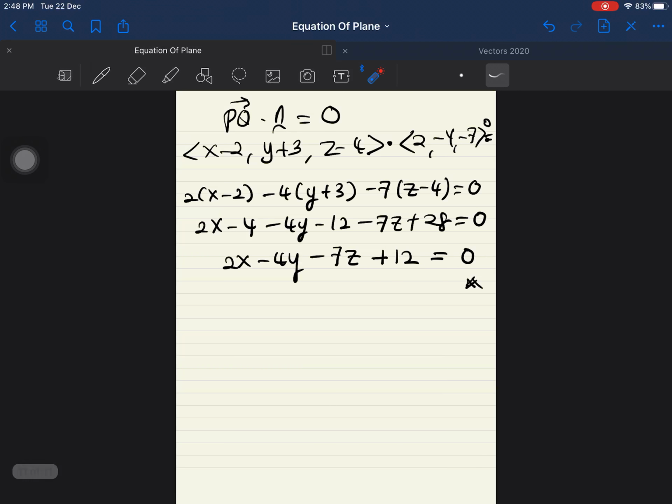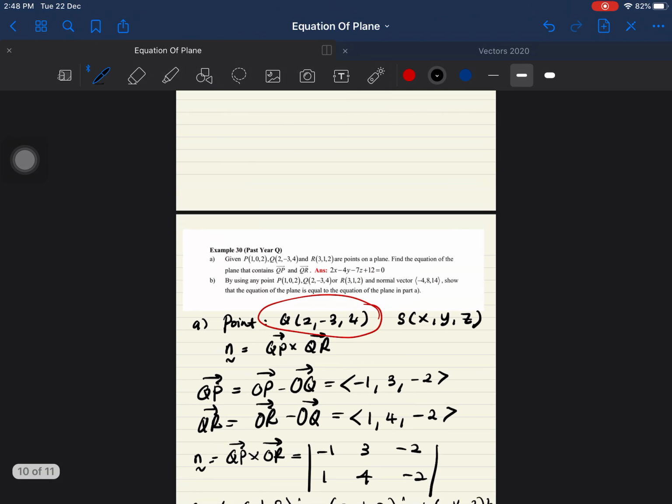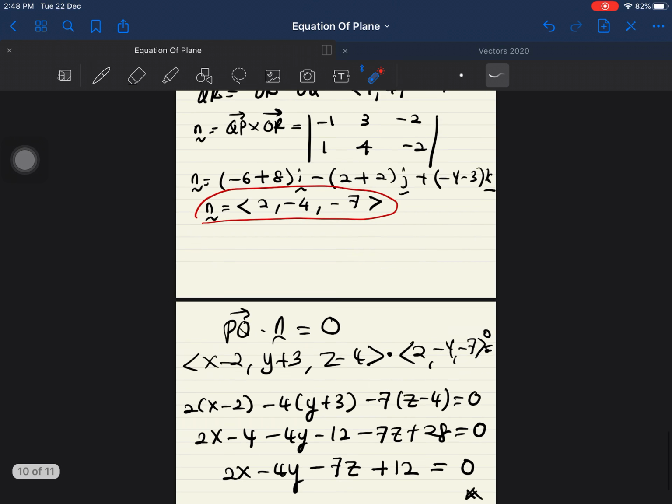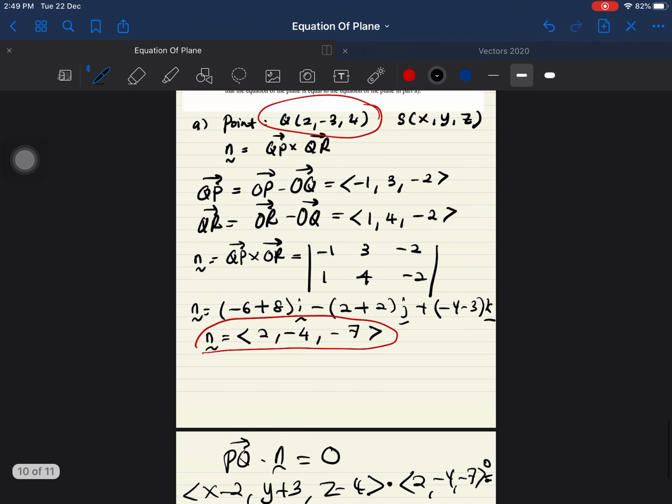For example. Okay. So for B, I want to use point Q. So what is Q? 2, negative 3, 4. So I will let another variable S, X, Y, Z. So what is my normal vector? It was given earlier, normal vector is equals to negative 4, 8, 14. Okay, so PQ dot N is equals to 0. So in this case we have QS dot N.